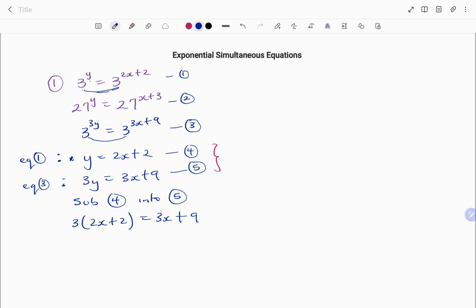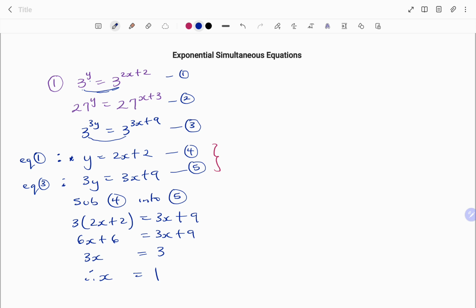Expanding the bracket and collecting like terms, I have 6x plus 6 equals 3x plus 9. If I bring 3x to my left-hand side, I have 6x minus 3x, that's 3x, equals 9 minus 6, that's 3. Therefore, my x equals 1, dividing both sides by 3.